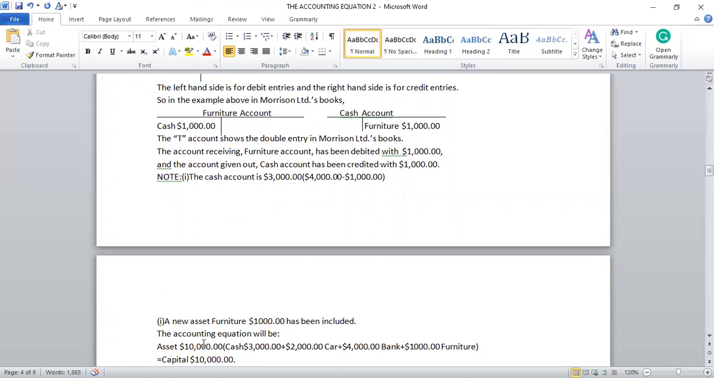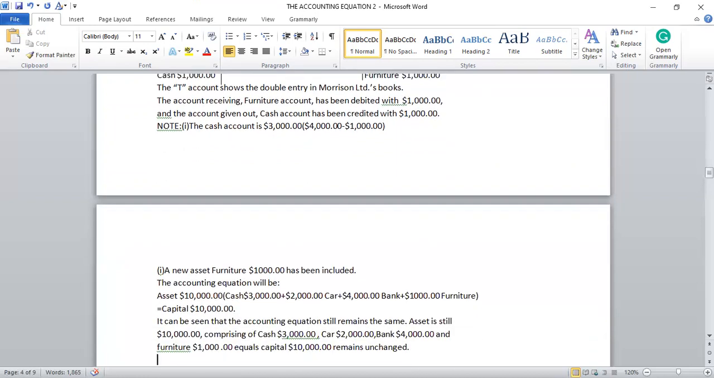The accounting equation will be: asset still $10,000, comprising of cash $3,000 plus $2,000 car plus $4,000 bank plus $1,000 furniture. It will still equal the capital account of $10,000. It can be seen that the accounting equation still remains the same. Asset is still $10,000, comprising of cash $3,000, car $2,000, bank $4,000, and furniture $1,000. All will equal the capital $10,000, still unchanged.